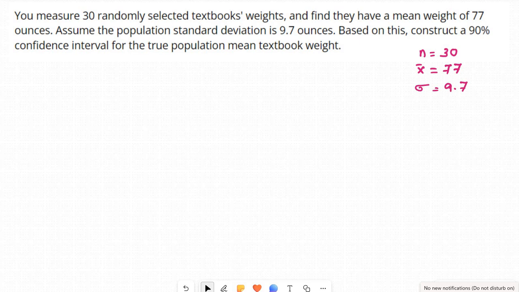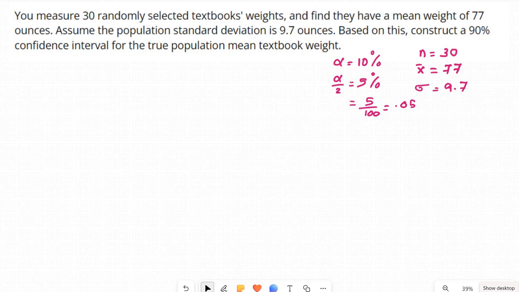And we want to find the 90% confidence interval. So here the confidence level is 90%, so the alpha value will be 100 minus 90, that is 10%. Alpha by 2 is 5%, and that's equal to 5 over 100, that is equal to 0.05.